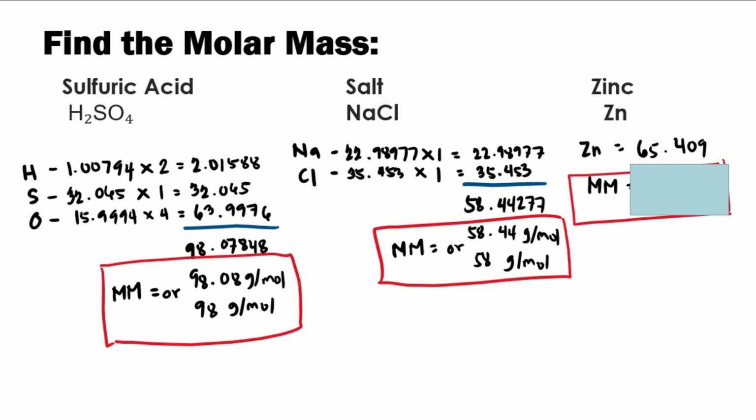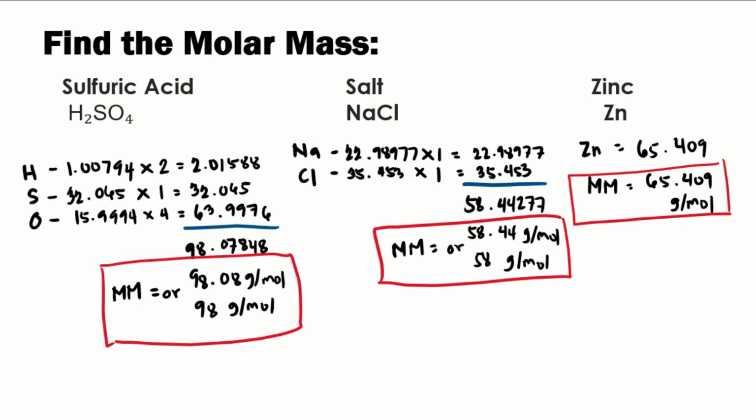The last one is zinc. Zinc is an element. Okay? So obviously, zinc, nag-iisa lang siya. So we're just going to use the atomic mass. So the atomic mass is 65.409. So just simply write 65.409 grams per mole. So that's how you find the molar mass. Did you get the same result?